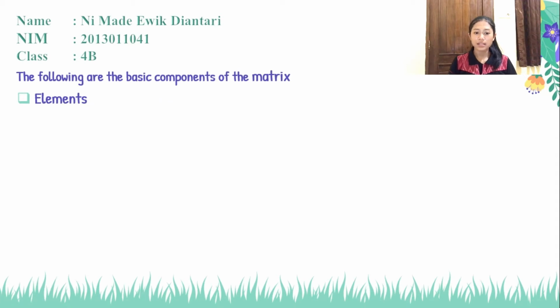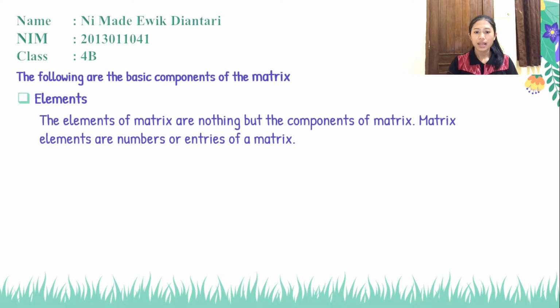The basic components of the matrix are elements. The elements of a matrix are nothing but the components of the matrix. Matrix elements are numbers or entries of a matrix. They can be numbers, variables, a combination of both, or any special characters. The number of elements of a matrix is equal to the product of the number of rows and the number of columns in it.